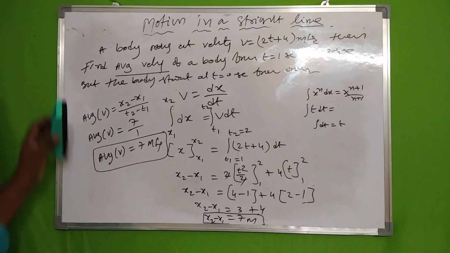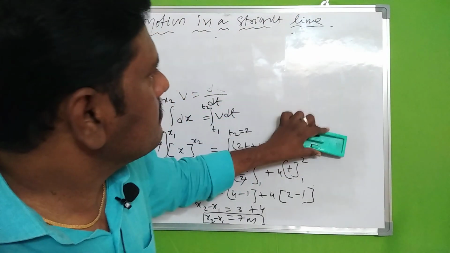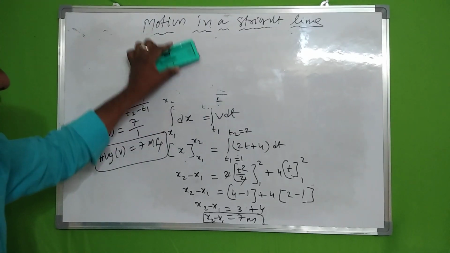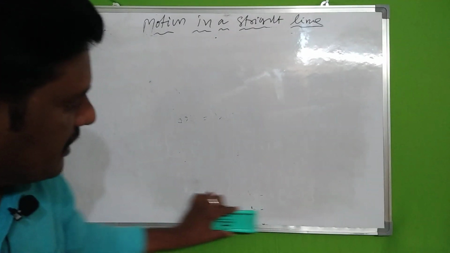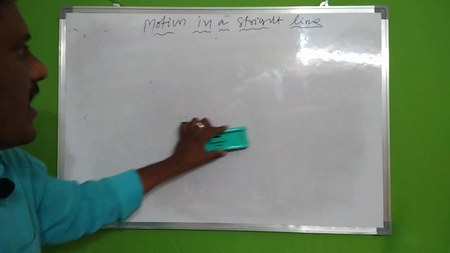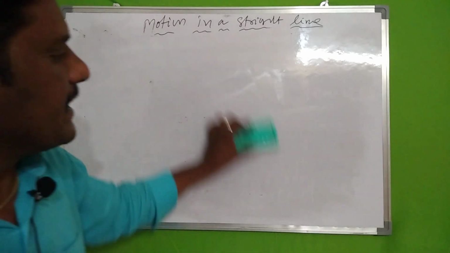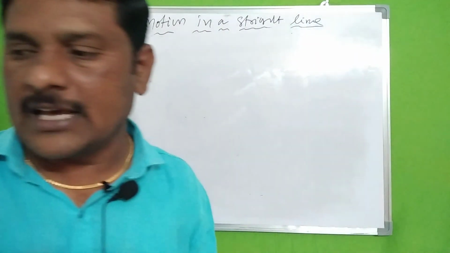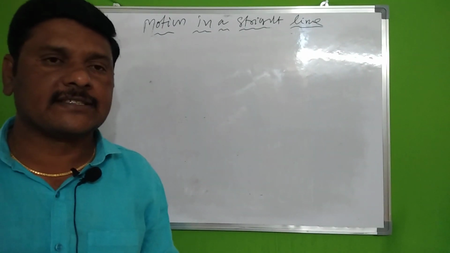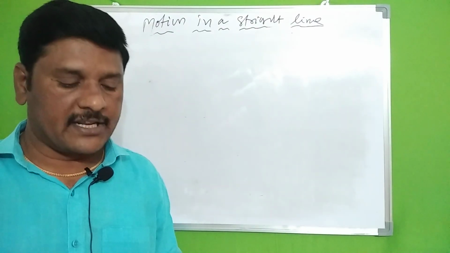Next, we discuss instantaneous acceleration. Already we discussed instantaneous velocity. Instantaneous velocity means the velocity of the body at a particular instant of time is known as instantaneous velocity. Similarly, instantaneous acceleration is nothing but the acceleration of a body at a particular instant of time.